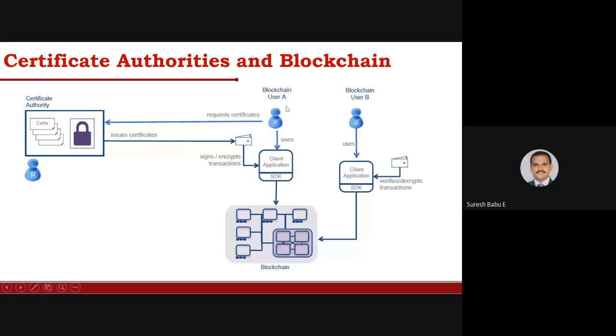And see, this is user A, and user B is also there. User A has submitted his transaction, and user B can verify it. How will you verify the transaction? You should request the blockchain. The blockchain will ask the certificate authority, because someone is requesting the public key of user A. If he is a registered user, only then he will get the public key of user A. Once he gets it, he will verify and decrypt the transaction. In this way, the certificate authority and the blockchain work together.